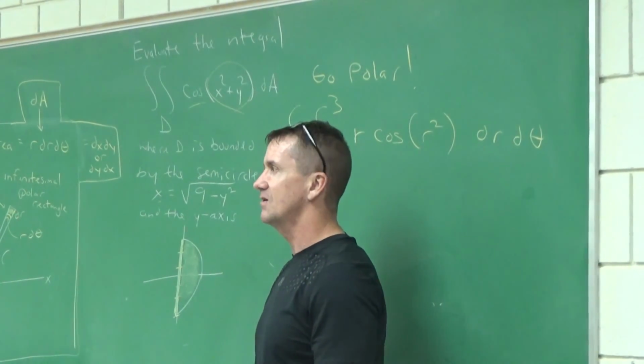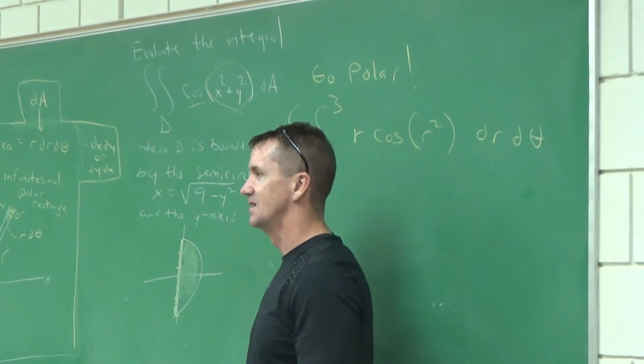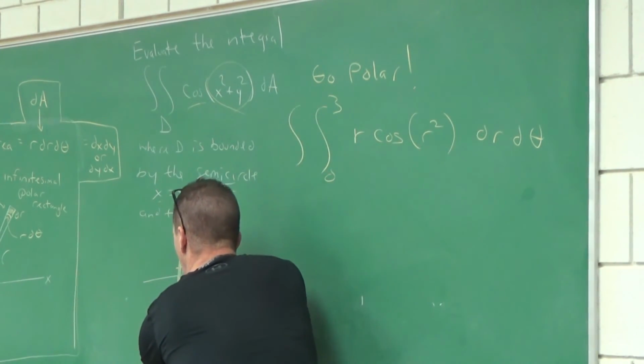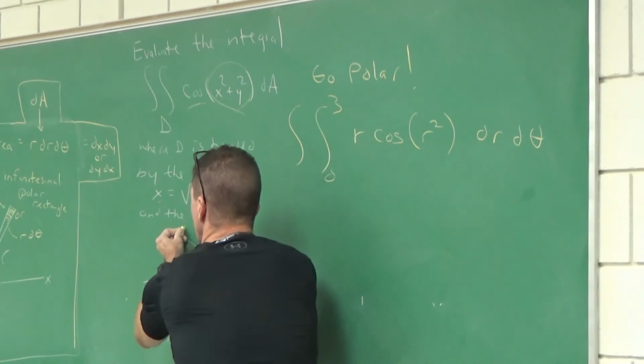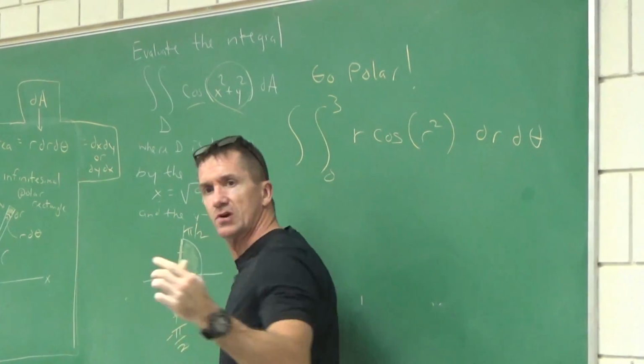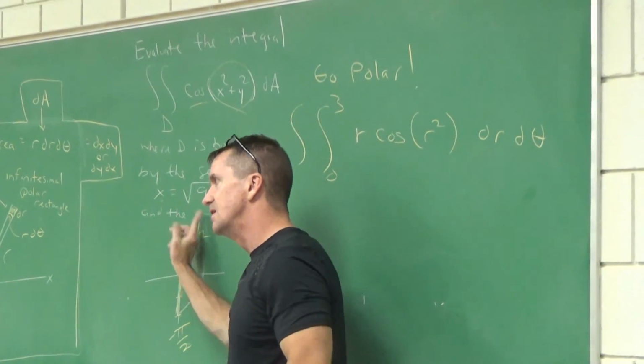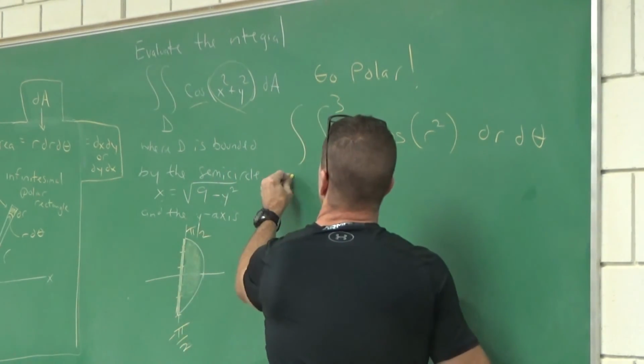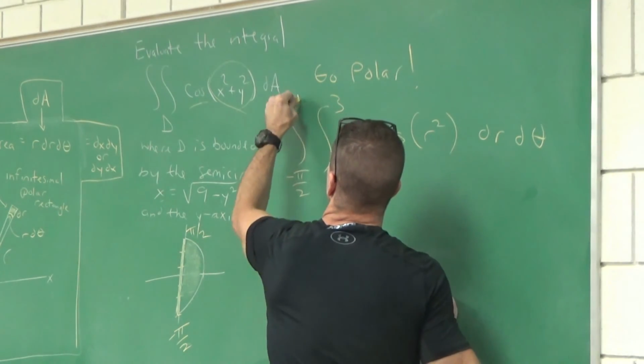Can you help me with theta though? You got to think back to trigonometry. You just go from negative pi over 2 all the way up to pi over 2. Remember in trigonometry we rotated this way? We always rotated this way. So that's what we're going to have to put: negative pi over 2 to pi over 2.